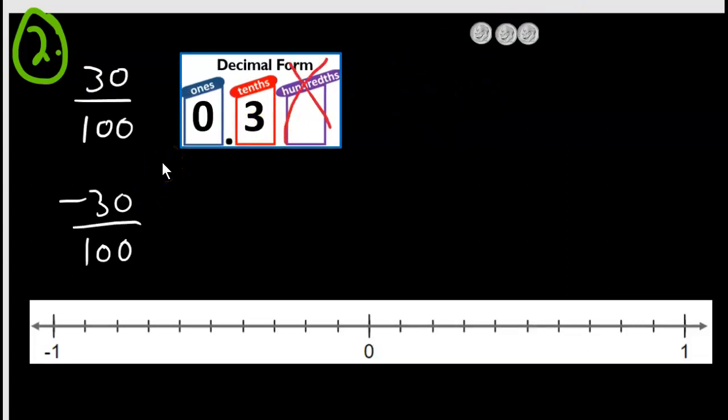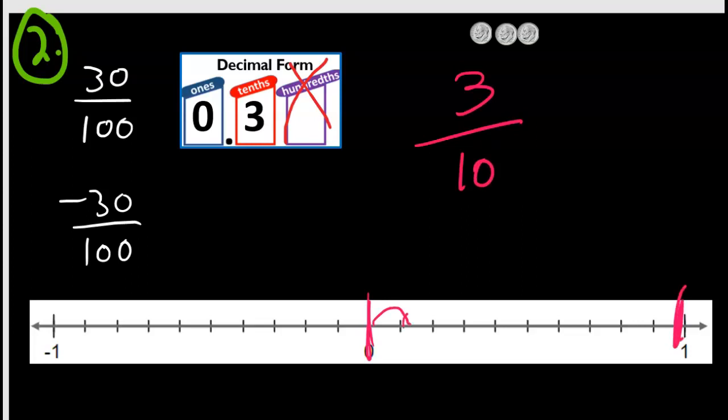And so what we're looking at here is the fraction 3 tenths, written like this. Now we know we already divided this into tenths in the other problems. And so we just count to 3. 1 tenth, 2 tenths, 3 tenths. There's 3 tenths.